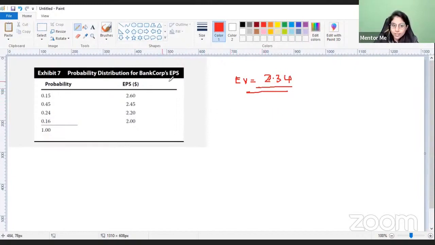So now what will we do? We'll look at all the observations and how much they are deviating from this mean. Let's calculate it. 2.6 minus 2.34. Then we have 2.45 minus 2.34. Then we have 2 minus 2.34, and lastly we have 2 minus 2.34.